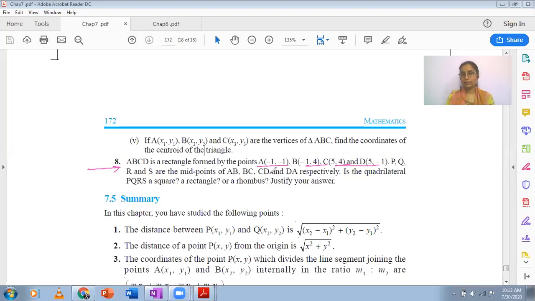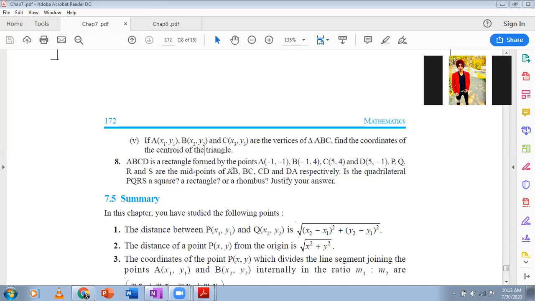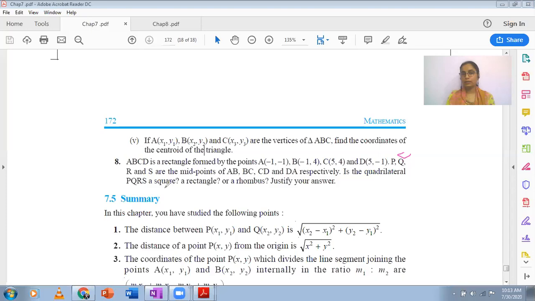If you have a rectangle, you have the coordinates of the 4 vertices. Can you find out the coordinates of the midpoints of each side? Yes, ma'am. Okay. After you have the coordinates of PQRS, you have to identify what type of quadrilateral PQRS forms. And you have done this type of question in the first exercise. How do you identify type of quadrilateral? You will find out the length of all sides and both diagonals and then decide what it is.